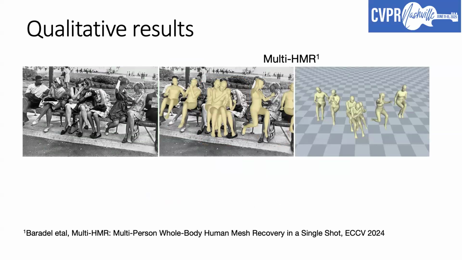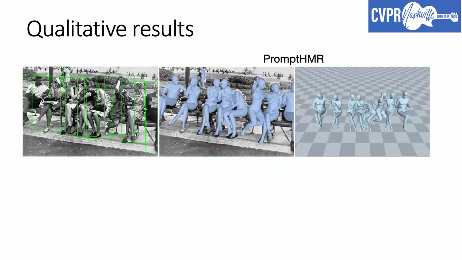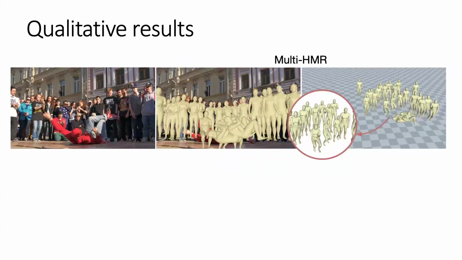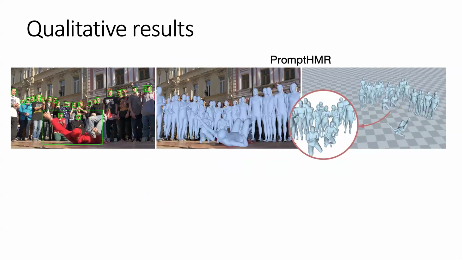So just for some comparison, here's multi-HMR. It's a dense scene with lots of people, highly overlapped. It doesn't get the linear structure of how people are sitting, and it misses various people. With prompt HMR, it gets all the people and a nice linear structure for how they're arranged in the world coordinates. Multi-HMR here doesn't get the seated poses of people kneeling. It also adds a whole lot of people that don't exist in the foreground, whereas prompt HMR figures this out.